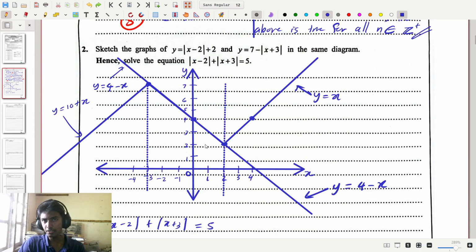Where do the two graphs intersect? Well, the two graphs intersect from this point here, where the first graph and the second graph are both y equals 4 minus x, until this point here, where the two graphs stop being y equals 4 minus x. Therefore, this entire range of values from x equals minus 3 all the way up to x equals 2 are the values of x for which the two graphs intersect.